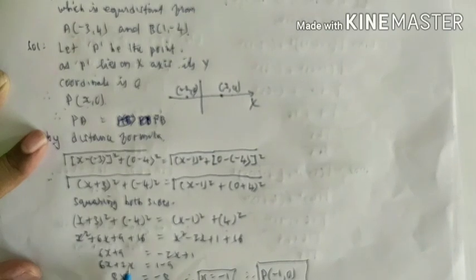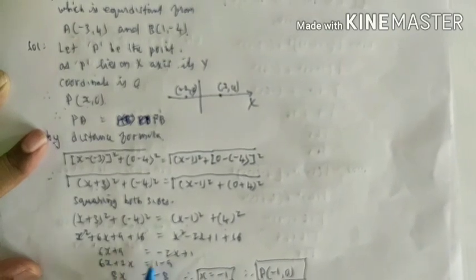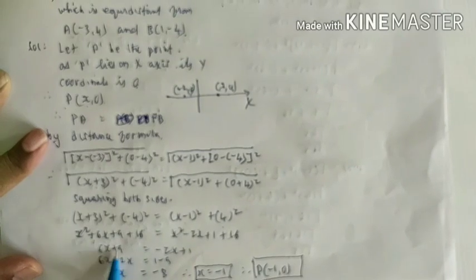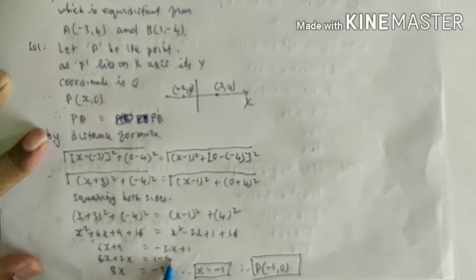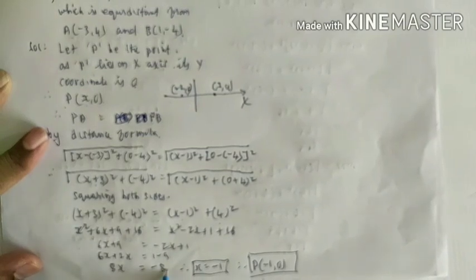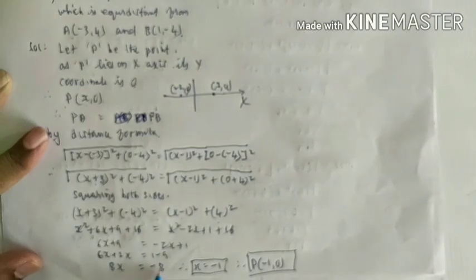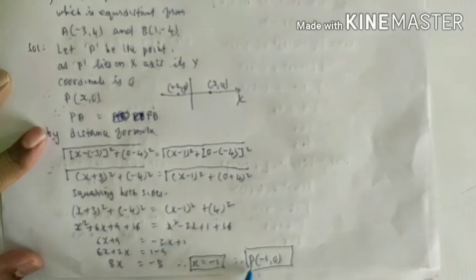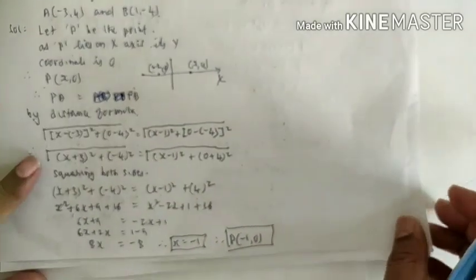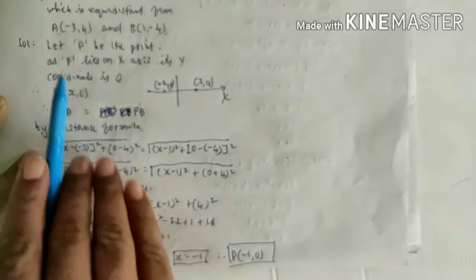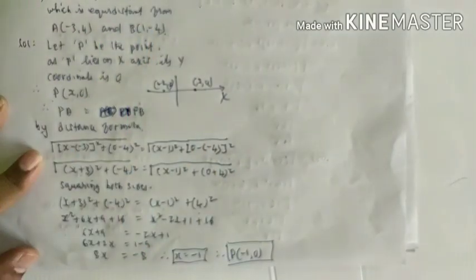Bring minus 2x to the left side, it will become 6x plus 2x. It is equal to 1. 9 going to the right side becomes minus 9. So 6x plus 2x is 8x equal to 1 minus 9, which is minus 8. 8x is minus 8 means x will be equal to minus 1. So our point P is now becoming (minus 1, 0). Therefore, point P (minus 1, 0) is equidistant from points A and B.